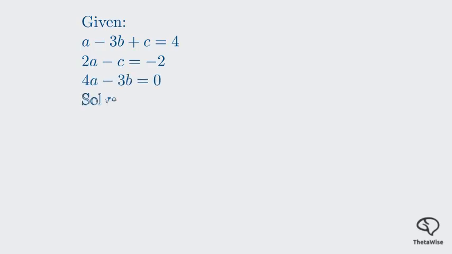The question is, given the system of equations, a minus 3b plus c equals 4, 2a minus c equals minus 2, and 4a minus 3b equals 0. Solve the value of a using Cramer's rule.